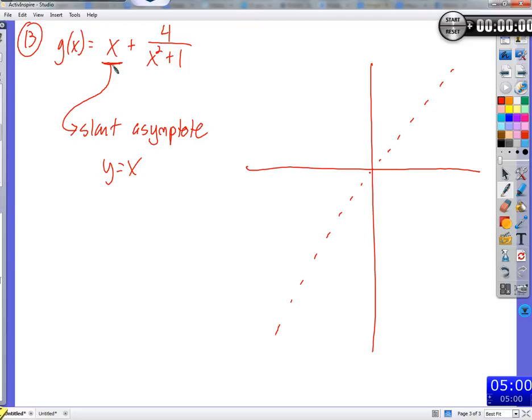How about vertical asymptotes? Any vertical asymptotes? No. No vertical asymptotes. Cannot make the denominator 0 with any real numbers. So there's no vertical asymptotes, no holes. We could just take note of that. It's all positive numbers with the square in the denominator. So we can't add 1 to a positive number and get 0.